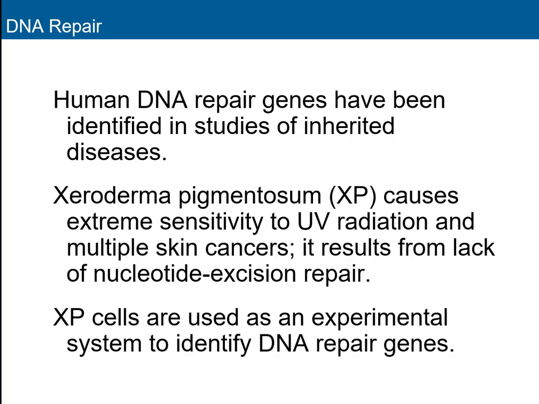Okay, these repair genes have actually been identified in studies of certain diseases. There is a disorder where you have extreme sensitivity to UV radiation, and as a result you have multiple skin cancers. Basically, the genetic target of this disease is a gene that codes for enzymes involved in nucleotide excision repair. So if your cells don't have that ability to fix UV-induced damage, you're going to end up with a lot more damage and thus more skin cancers, okay?